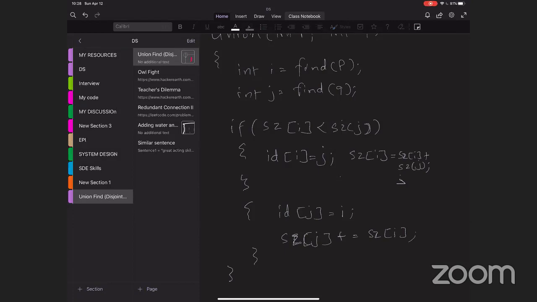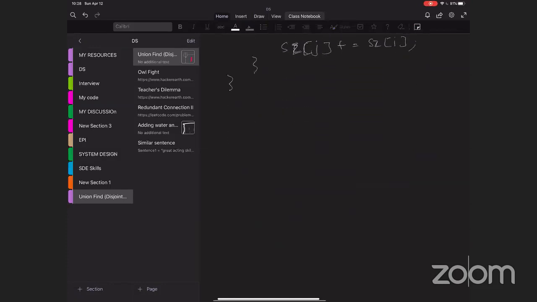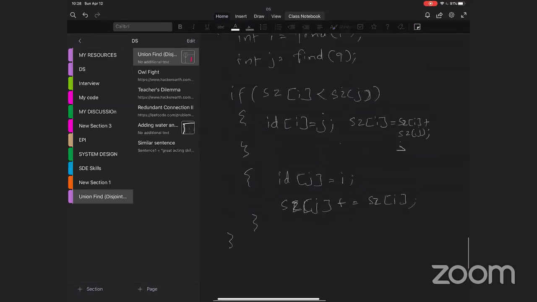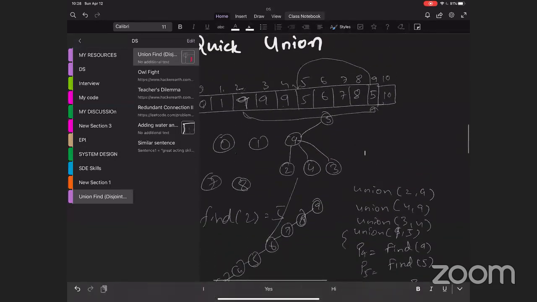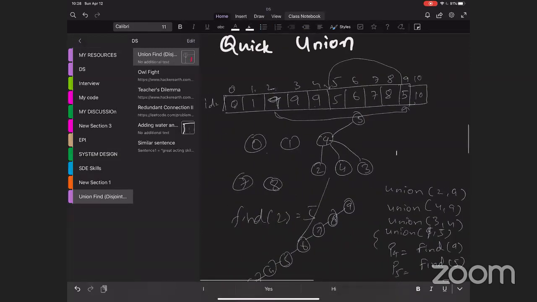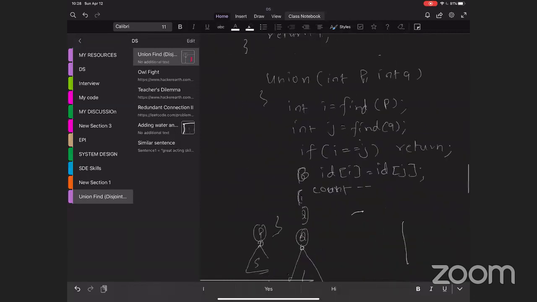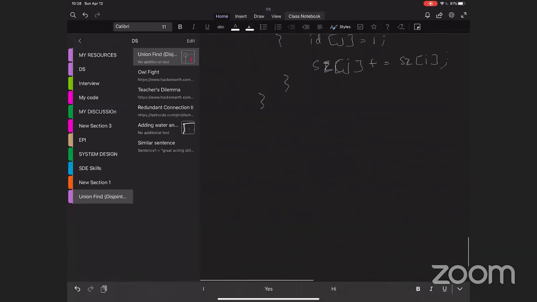So now, what basically happens when we are connecting, right? In our example here, when we were connecting 5 to 9, instead of 9 becoming child to 5, 5 becomes child to 9, right? And basically we maintain the weight also. Okay. Do we want to run through this example?